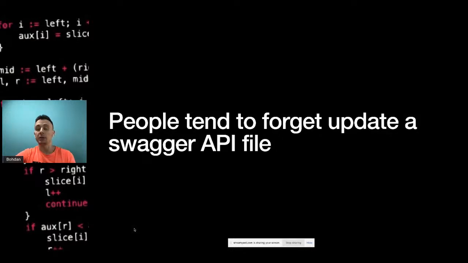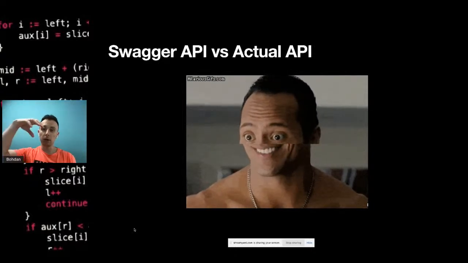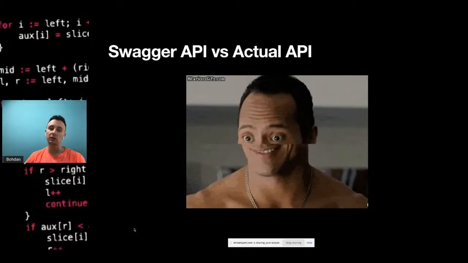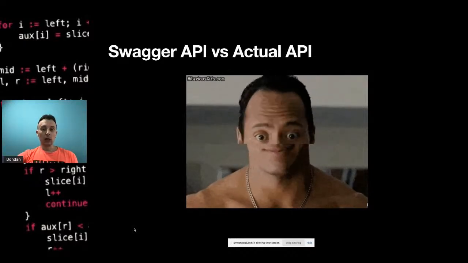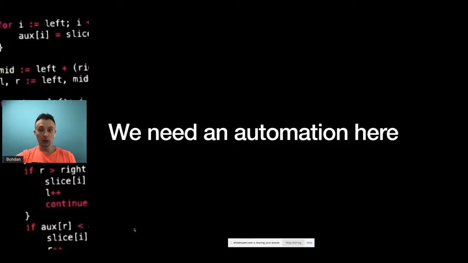people forget to update the Swagger as well, because it is just the same kind of document as it was previously. So in the end, you have something like this: you build a Swagger API file, and the actual API is not the same as the Swagger API. We thought about this as well, and instead of having consistency, we just moved all of our KBs to the Swagger files. So we really understand here that we have to somehow automate this, right?